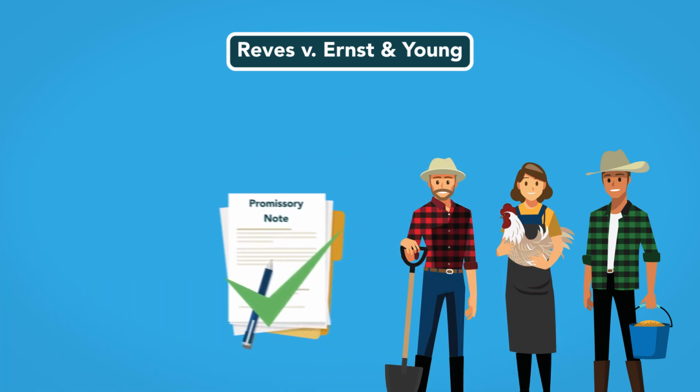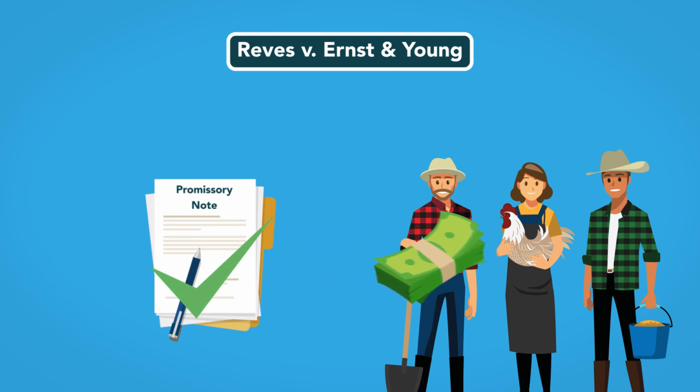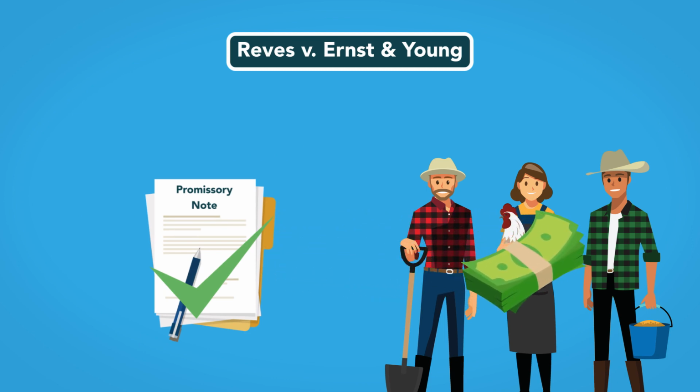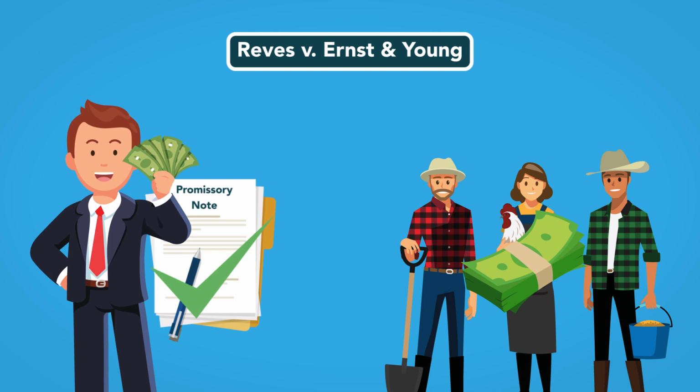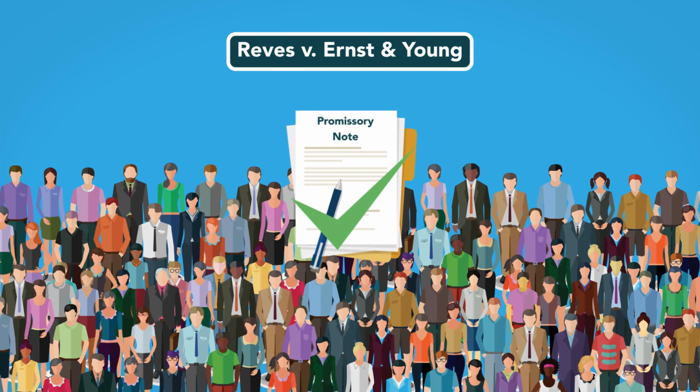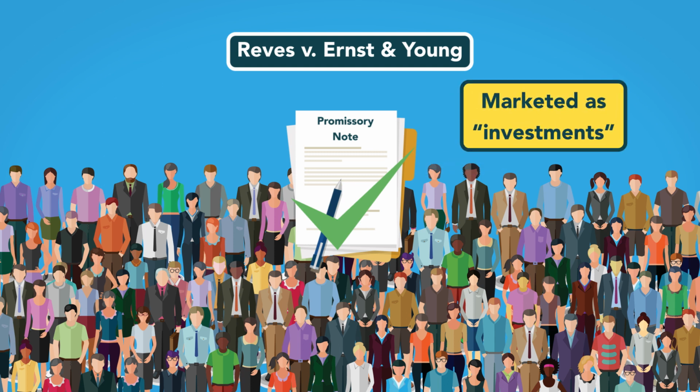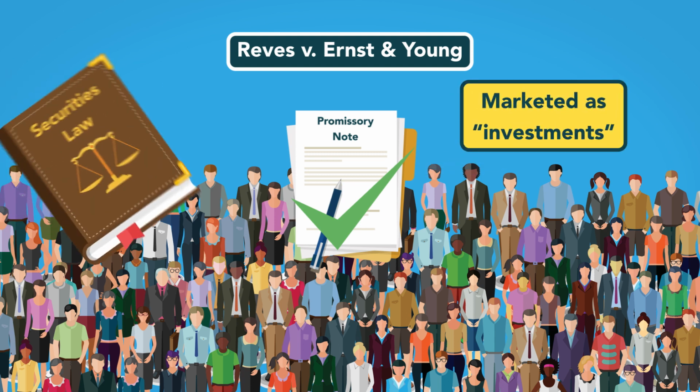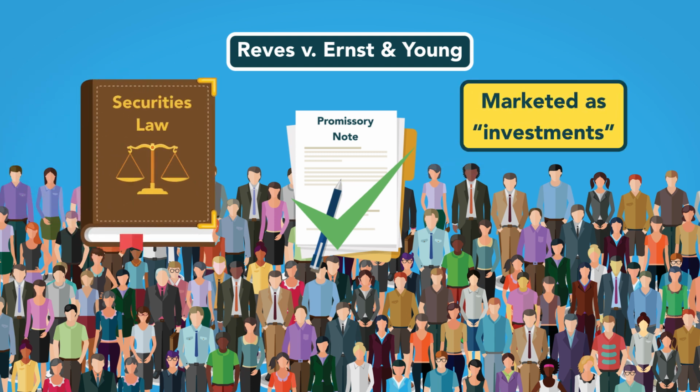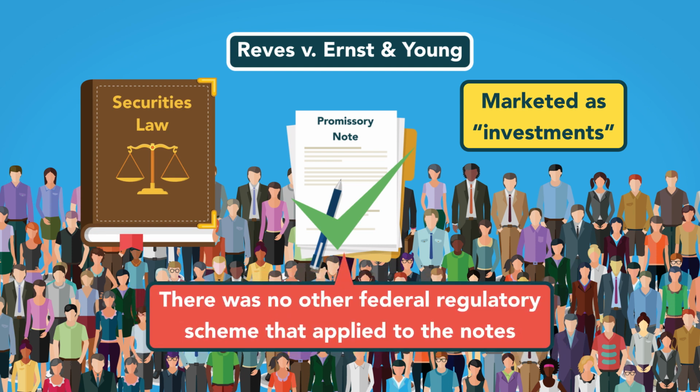With respect to the analysis factors, the company sold the notes to raise money for its general business operations, and investors purchased them to earn profits in the form of interest on the notes. The notes were offered to 23,000 potential investors. They were marked as investments, suggesting that the investing public reasonably believed the federal security laws would apply. Finally, there was no other federal regulatory scheme that applied to the notes.